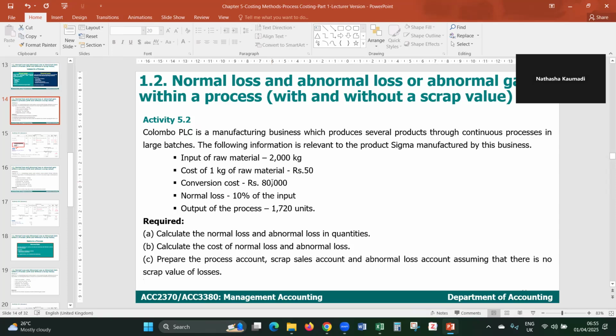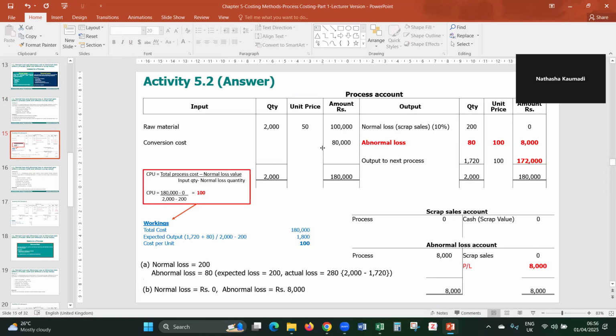So basically, what do you mean by scrap sales? As per the example I discussed, if we can sell the loss units, whether normal losses or abnormal losses, the income you earn from that selling is called scrap sales. Basically, you sell your loss units to outside parties, then you earn an income. That income we call scrap sales revenue. Okay, that concept you already know. Having discussed activity 5.2 with normal losses and abnormal losses, I'll show you the answer.